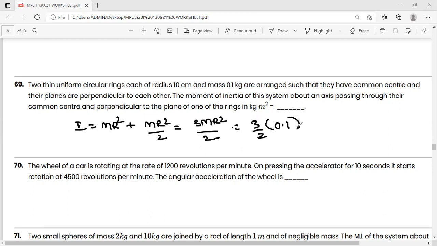3 by 2 into 0.1 into radius is 10 centimeter, that means 10 power minus 1 meter. So 10 power minus 1 whole square. This will be totally 10 power minus 3. 1.5 into 10 power minus 3, moment of inertia only. So the unit will be kg meter square.